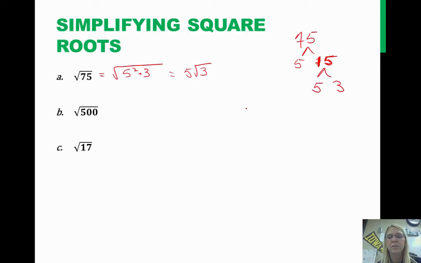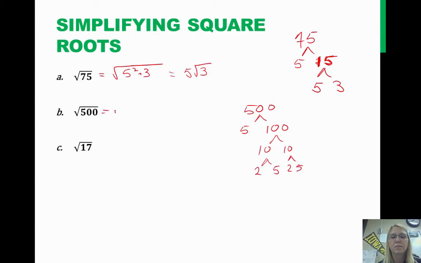Let's do the same thing for 500. 5 times 100, 10 times 10, 2 times 5, 2 times 5. So I can write 500 as the square root of 2 times 2, so it'll be to the second, times 5 to the third. Well, 2 is to the second power, so I can already take that out.